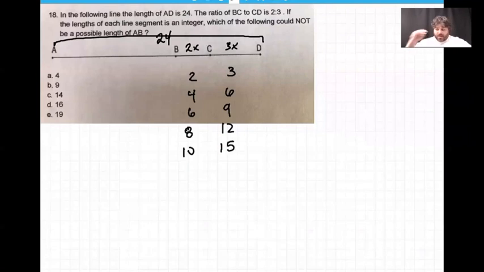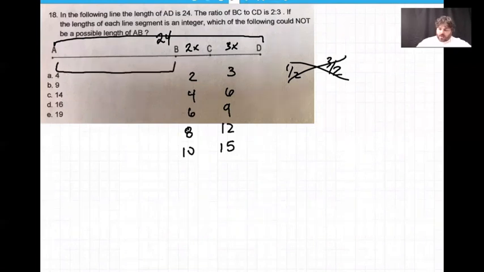Now remember, it can't be a half and 3 halves. We can't have fractions because it says each line segment is an integer length. So we really are narrowing down to just these integer lengths. So which of the following could not be the length of AB? Okay, so think about it.